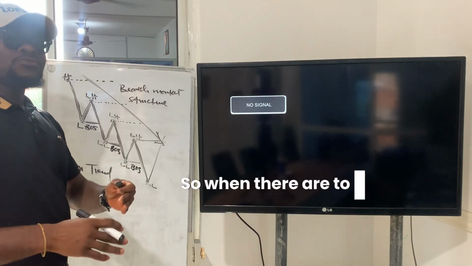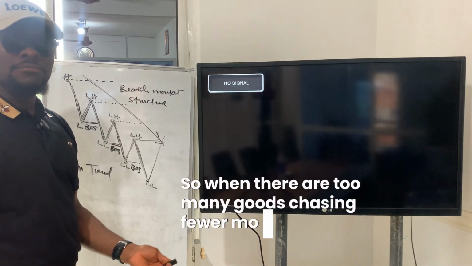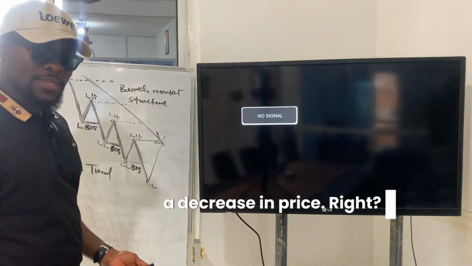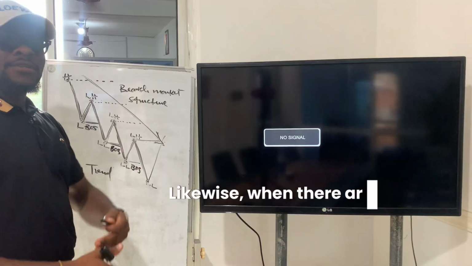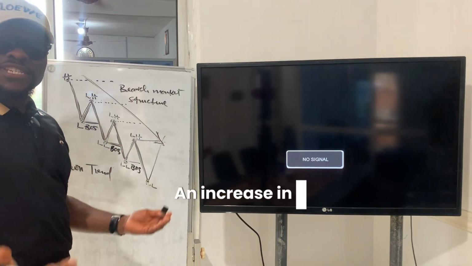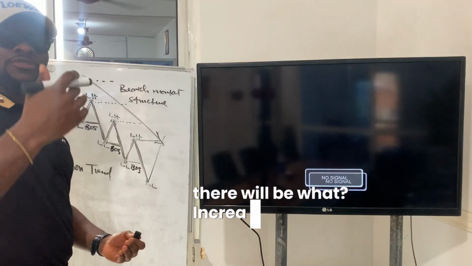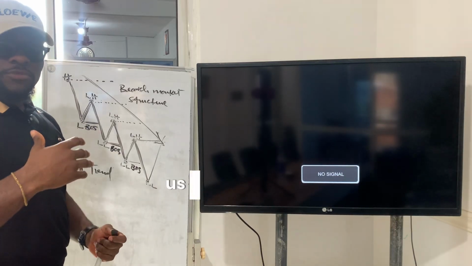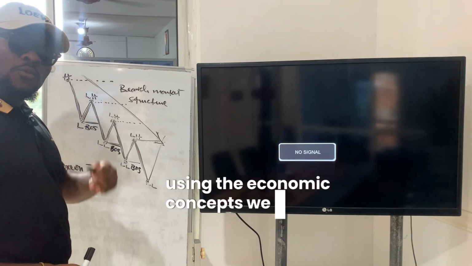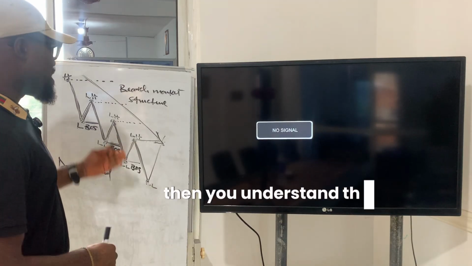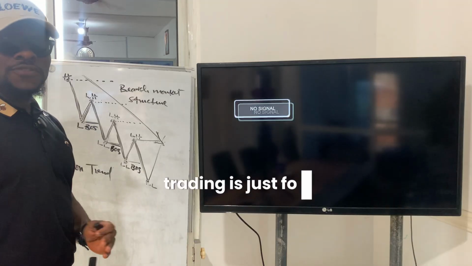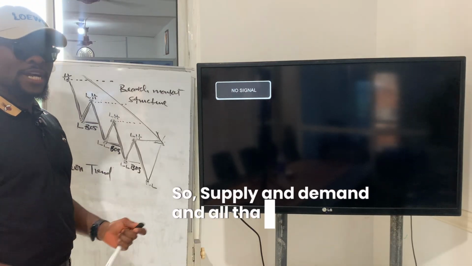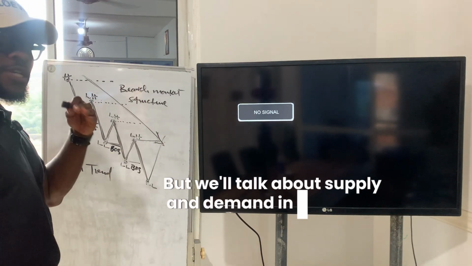That means there are more goods when you come to the economic aspect. So when there are too many goods chasing fewer money, of course there will be what? A decrease in price, right? Likewise, when there is an increase in demand for fewer goods, there will be what? Increase in price. So if you begin to understand trading using the economic concepts we were taught in school, then you understand that basically forex trading is just economics, right? So supply and demand and all that.